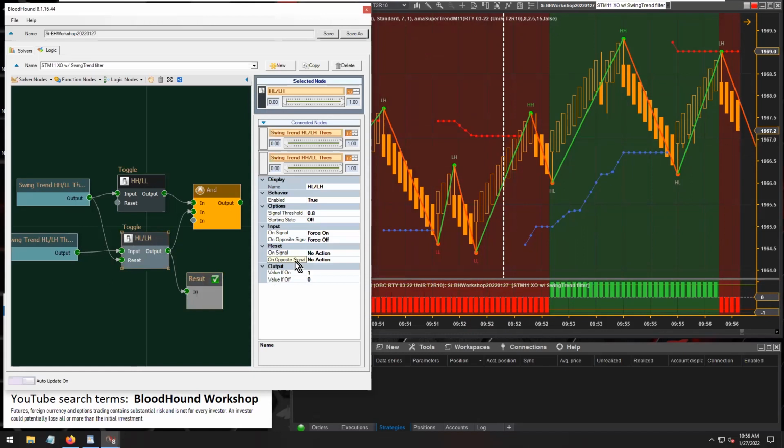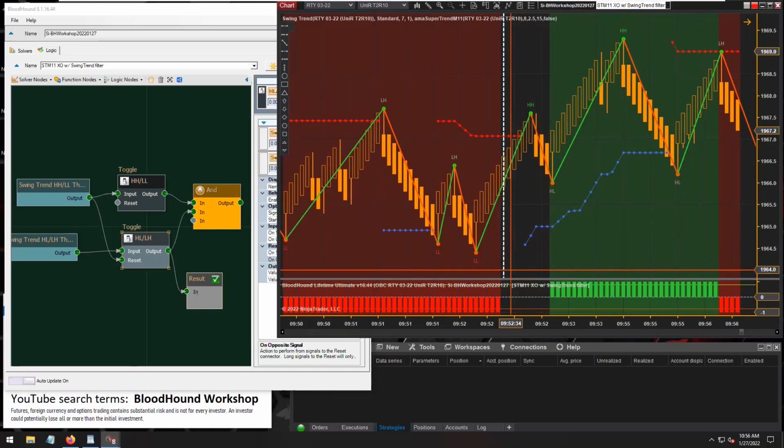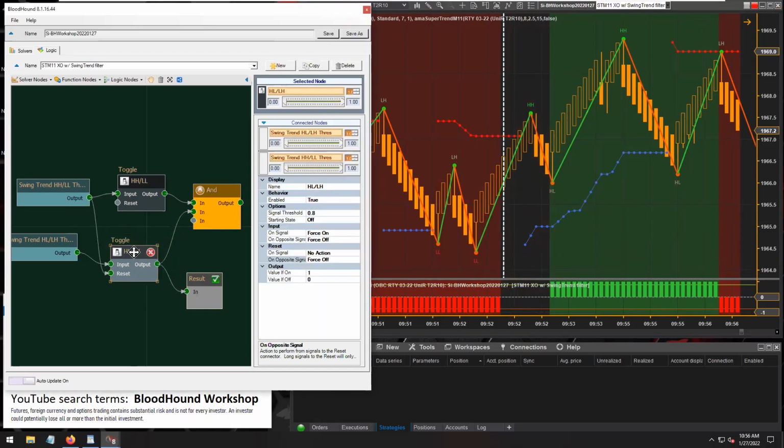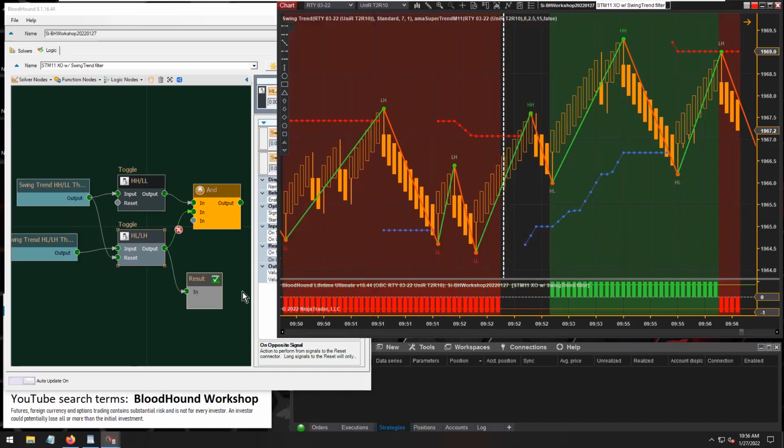So in the toggle node, on the resets here, we're using an opposite signal, right? So we're using a long signal to kill or turn off the short output. We're using the opposite signal to force it off, right? And there we go. So now we can see this toggle node for the higher lows and lower highs is now turned off.